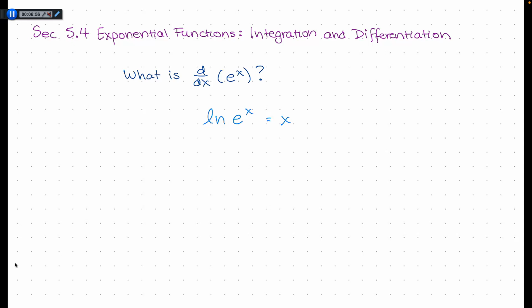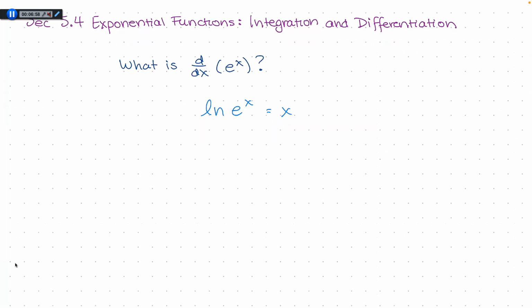Because now we're going to take the derivative of both sides. I'm going to go back to a pen. We're going to take the derivative of the natural log of e to the x, and we're going to take the derivative of x. Now the right-hand side is easy. What's the derivative of x? 1. We'll just get the easy one out.